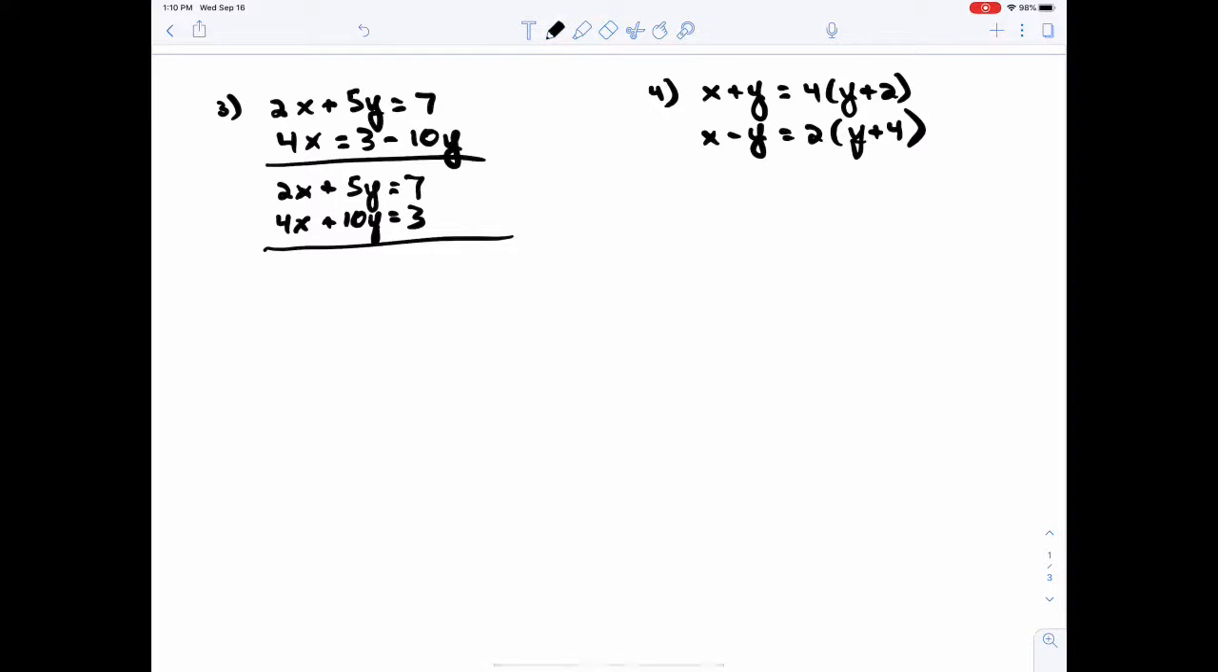So, okay. I'll just multiply the top one by negative 2. So it's negative 4x minus 10y equals negative 14. And then the bottom one I'm going to leave alone.